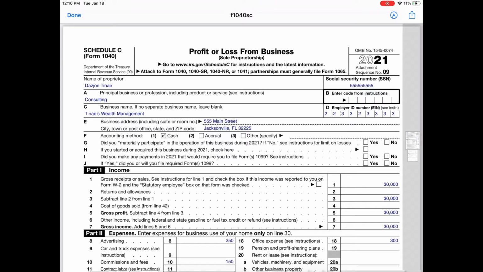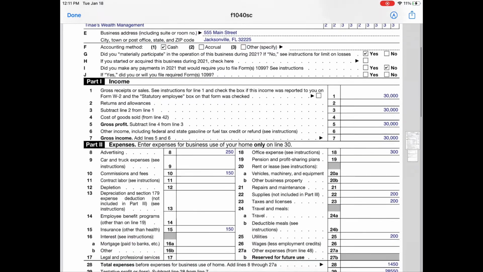Now, when you go through F through J, you'll see where it says, did you participate in the operations of a business? You would mark that as yes, of course, for those that operated during the 2021 year. So this is for myself. I didn't have any 1099s, so I won't check yes for that. And then it takes me down to part one of the income.